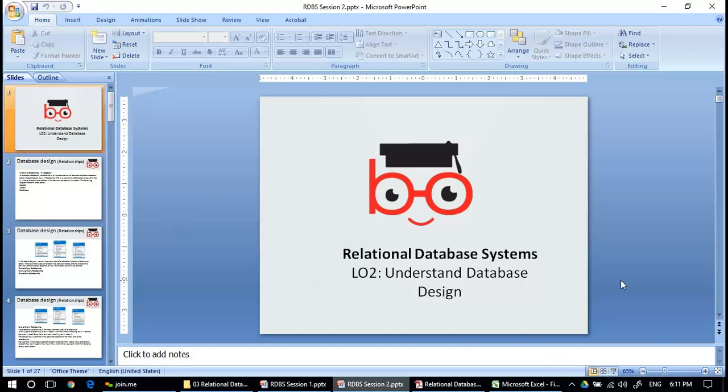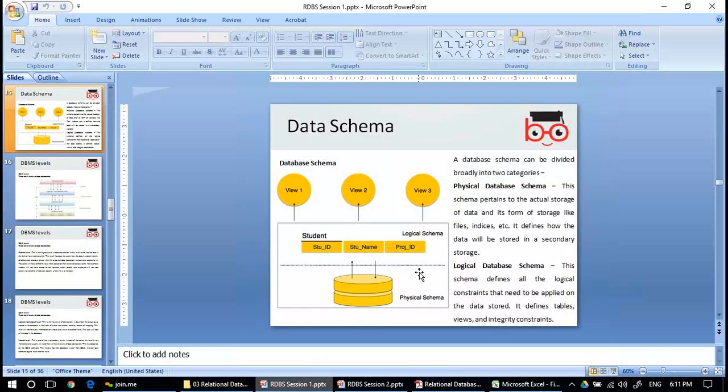Today's learning outcome is understanding database design. This is LO2. Last time we were in the middle of the learning outcome LO1, and a few of the slides were left. I'm going to complete those in a minute. Then I will go ahead.